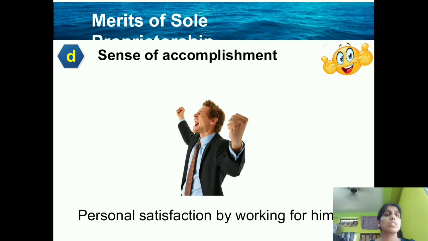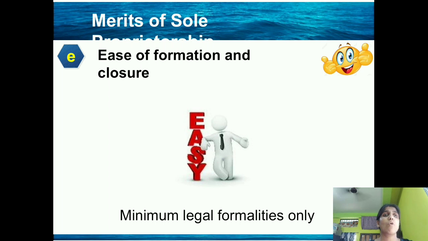Okay. Moving to the last merit, we have ease of formation and closure. Now see, mark this. This was again your feature, same as your merit. Your formation is easy. Your closure is easy. Entry and exit is very easy. Minimum legal formalities are to be done when you have a sole proprietorship. So you can easily come into the business.